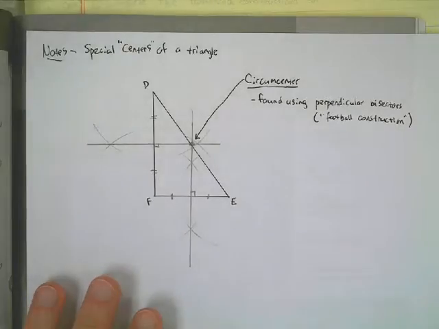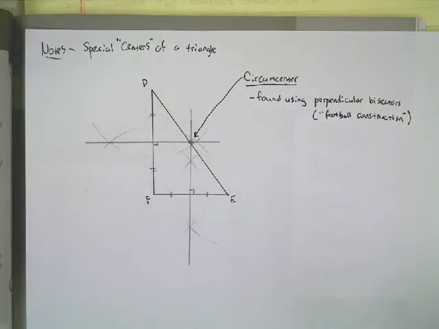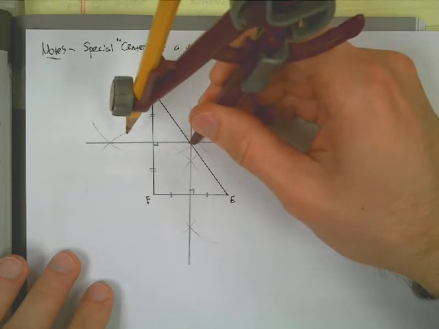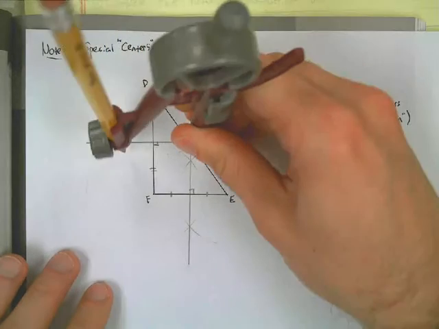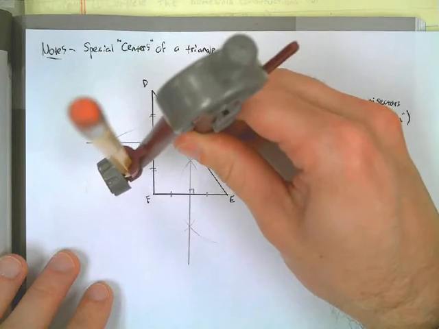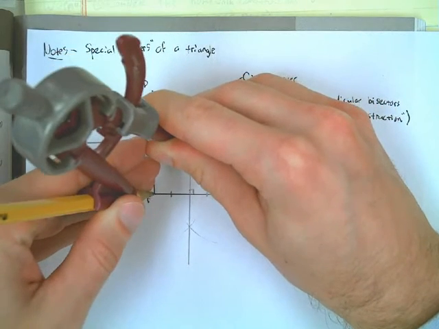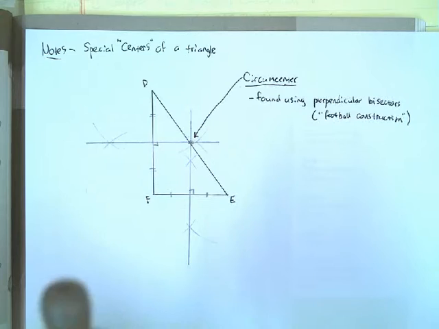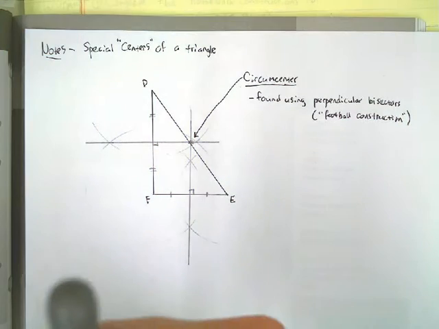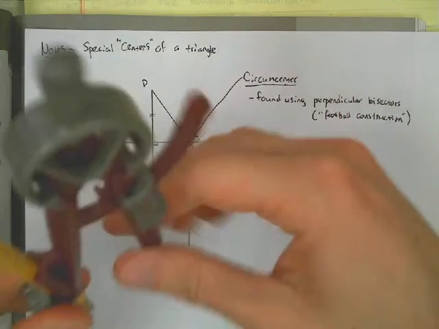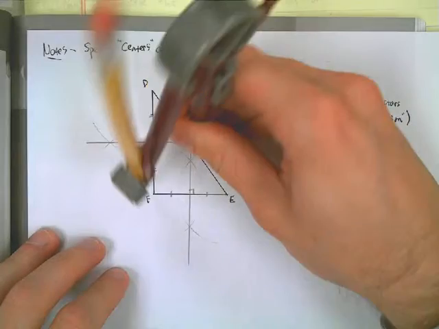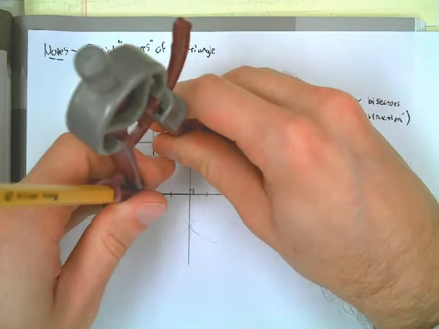Let's actually show that it's a circumcenter. So we're going to put the point of the compass on the circumcenter, and then I have to open my compass up to what? To one of the vertices. It is a point, but it's a vertex officially. It's the point of the triangle, so it's a vertex or a vertice. Okay, so we open it up to point F there. Again, let's do our circle.